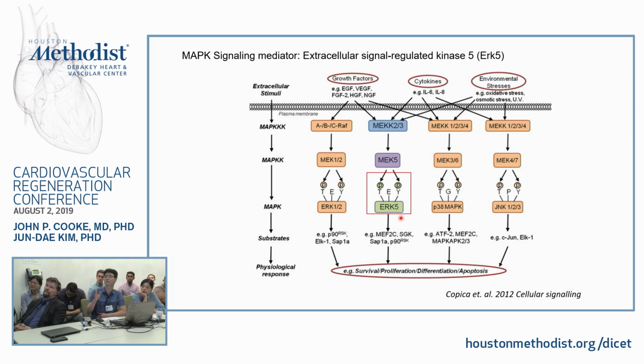Also, each MAP kinase signaling cascade has a different substrate for signaling. And these individual MAP kinase signaling cascades have different physiological responses in a context-dependent manner in various cell types.